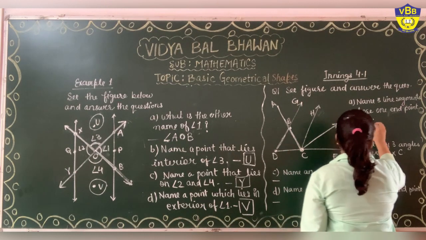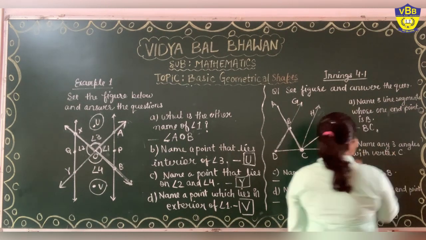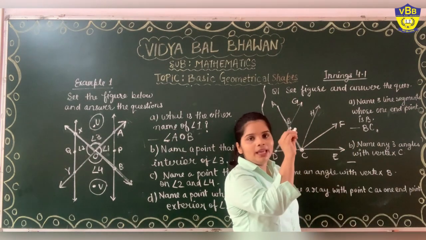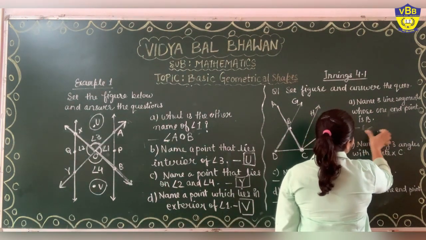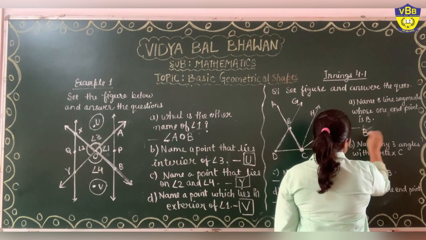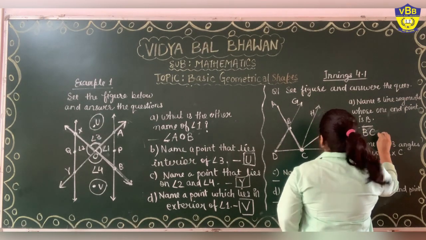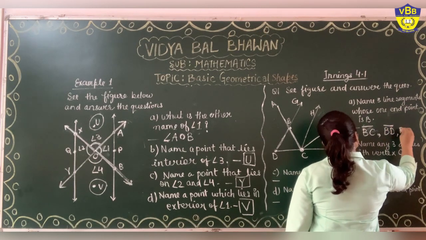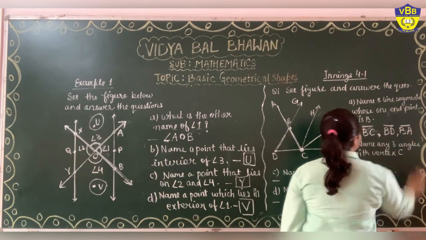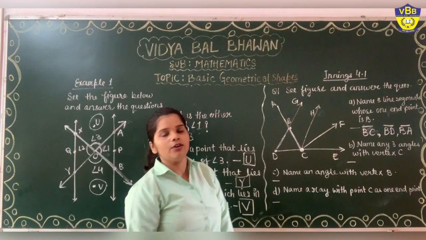How do we represent a line segment? We make a line above the name. So, it is BC, BD, and the third one is BA. 3 line segments starting from B.